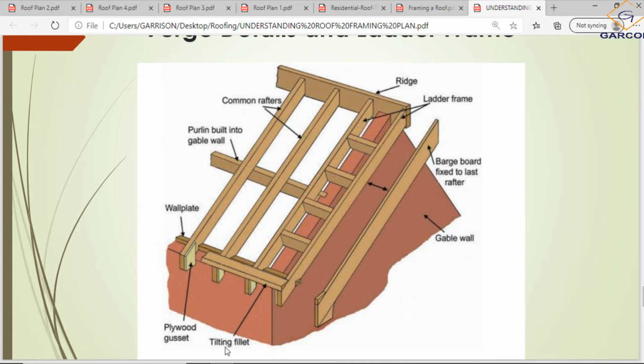Then you have a tilting fillet. This is basically for the ply when you add it, so you give it a little kick off. You have the plywood gusset, wall plate on top of the wall. We call this the ladder frame and the ridge.